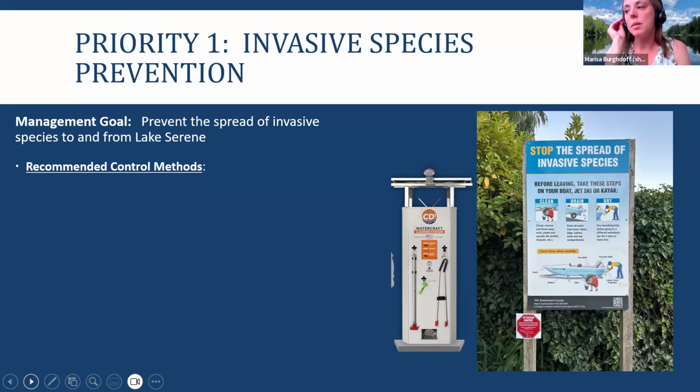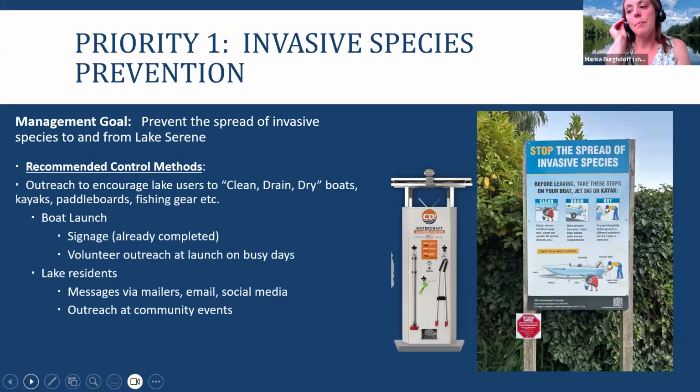Okay, so priority 1, invasive species prevention. While this is our management goal, as you remember, it is to prevent the spread of invasive species to and from Lake Serene. Now prevention is one of the hardest things to do because you have so many people that come to use lakes. And so you're really limited to outreach. Our recommended control method is to do outreach to encourage lake users to clean, drain, and dry boats, kayaks, paddleboards, fishing gear, anything that's coming in and out of that lake.